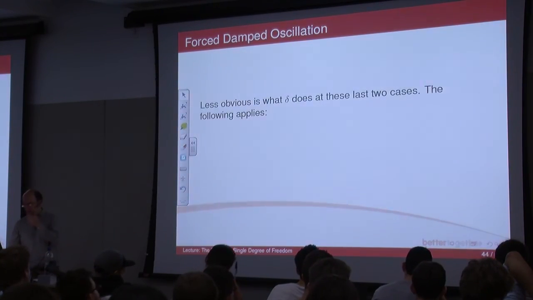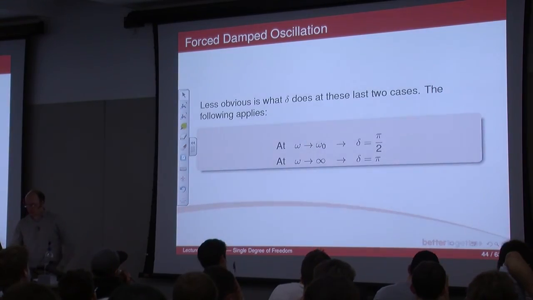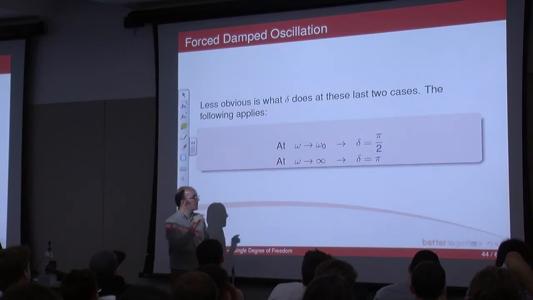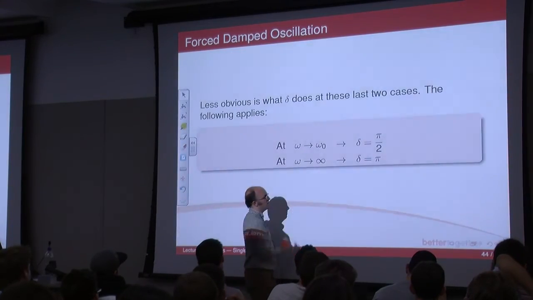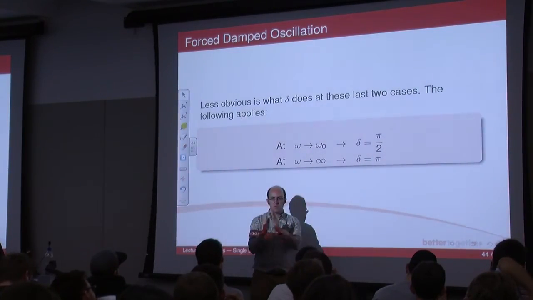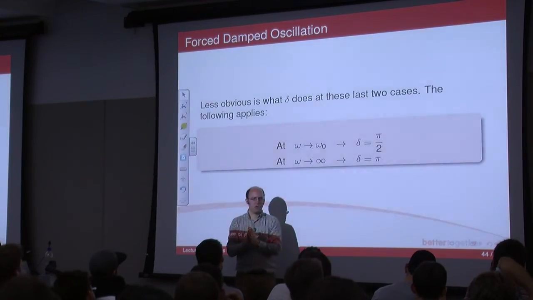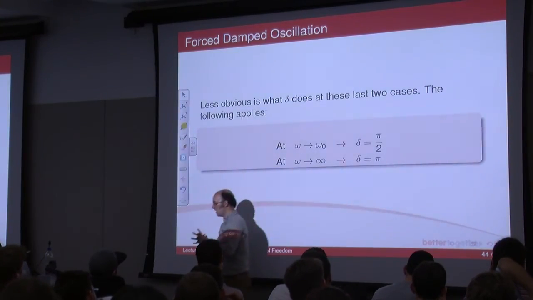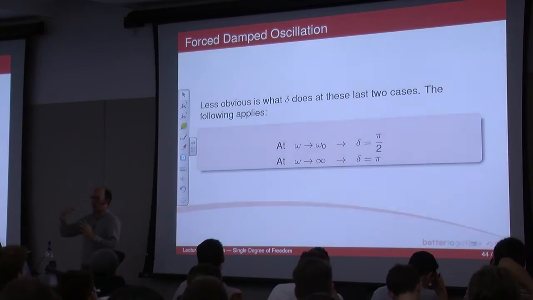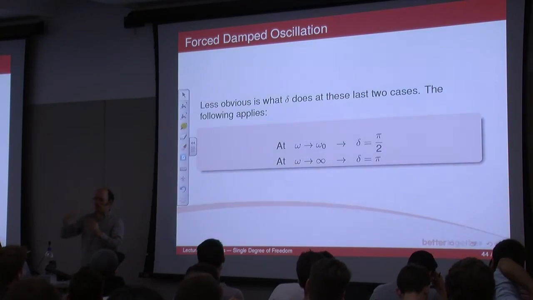It's less obvious what happens to delta in these two cases, and let's just say that this is what happens. Delta is the phase. At omega equals omega naught, the system will respond 90 degrees out of phase with the force you're giving it. So if I'm applying a force this way, it's going to wait 90 degrees of the cycle, and then it will respond as well. So you get this sort of situation. The system will be delayed in its response.